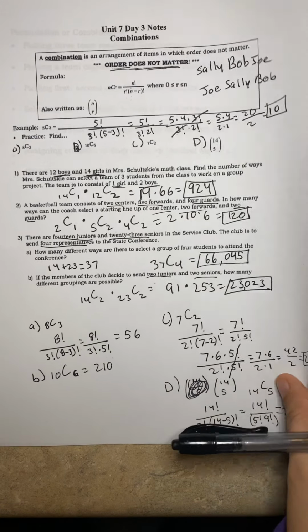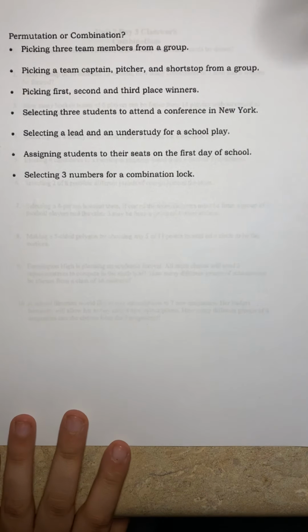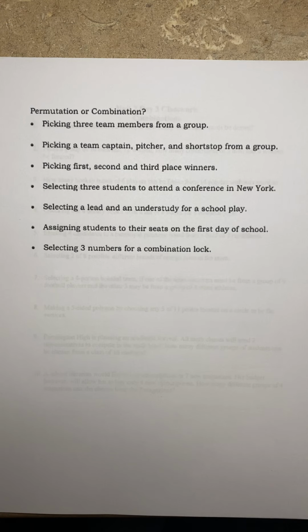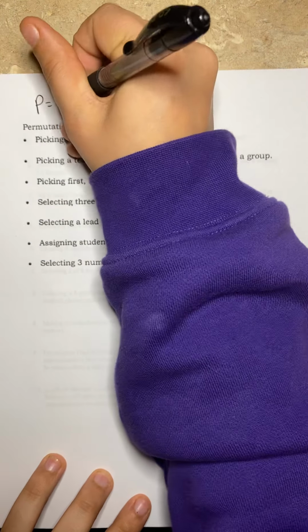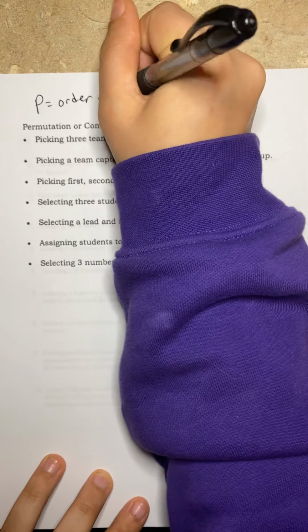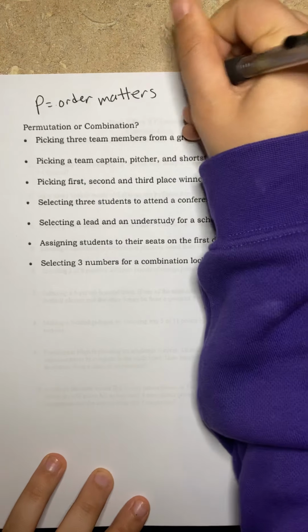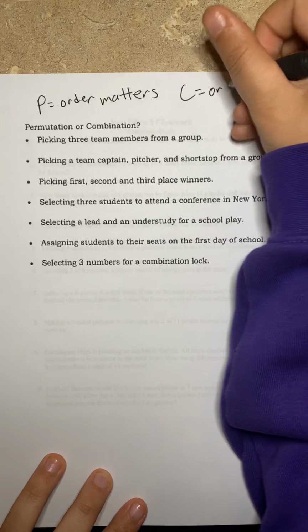All right, I'm going to flip over to the next page. The last thing we're going to talk about in the notes is the difference between combinations and permutations, and reading these options and saying, okay, is it a combination or a permutation? Remember, permutation means order matters, versus combination, order does not matter.